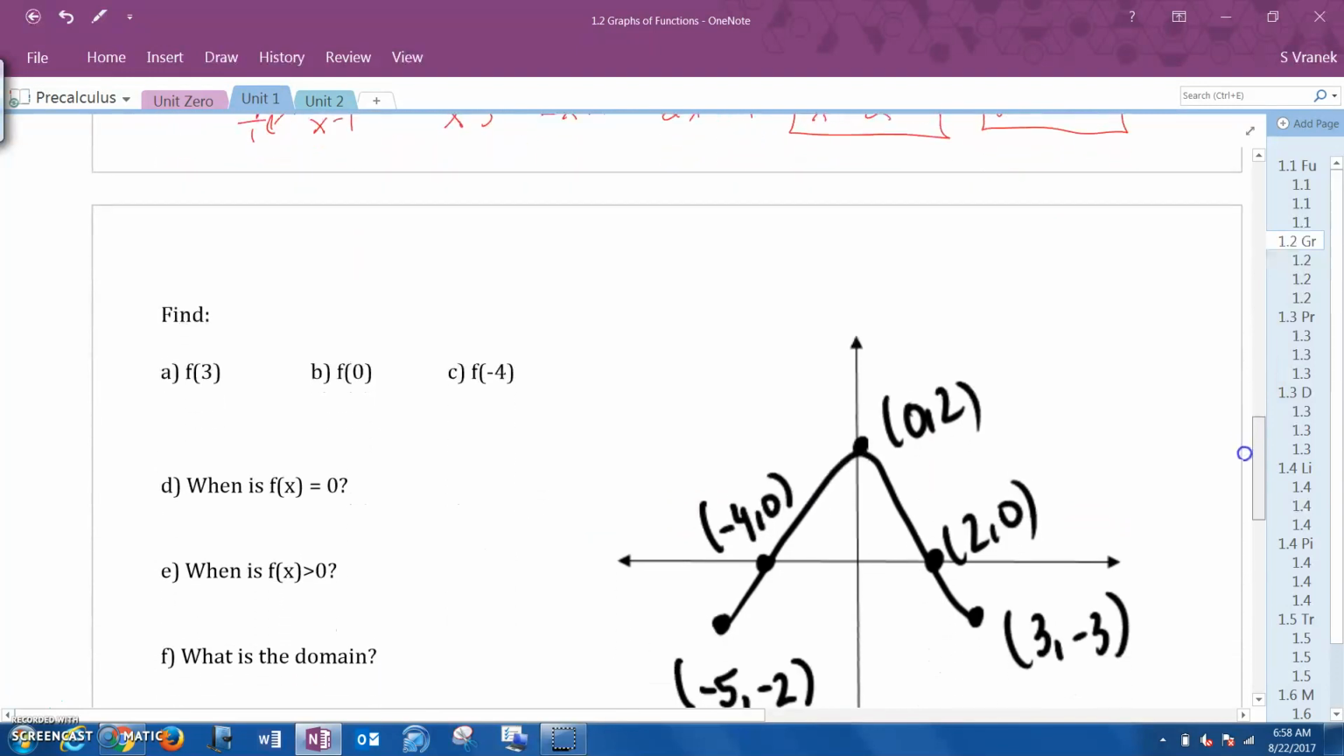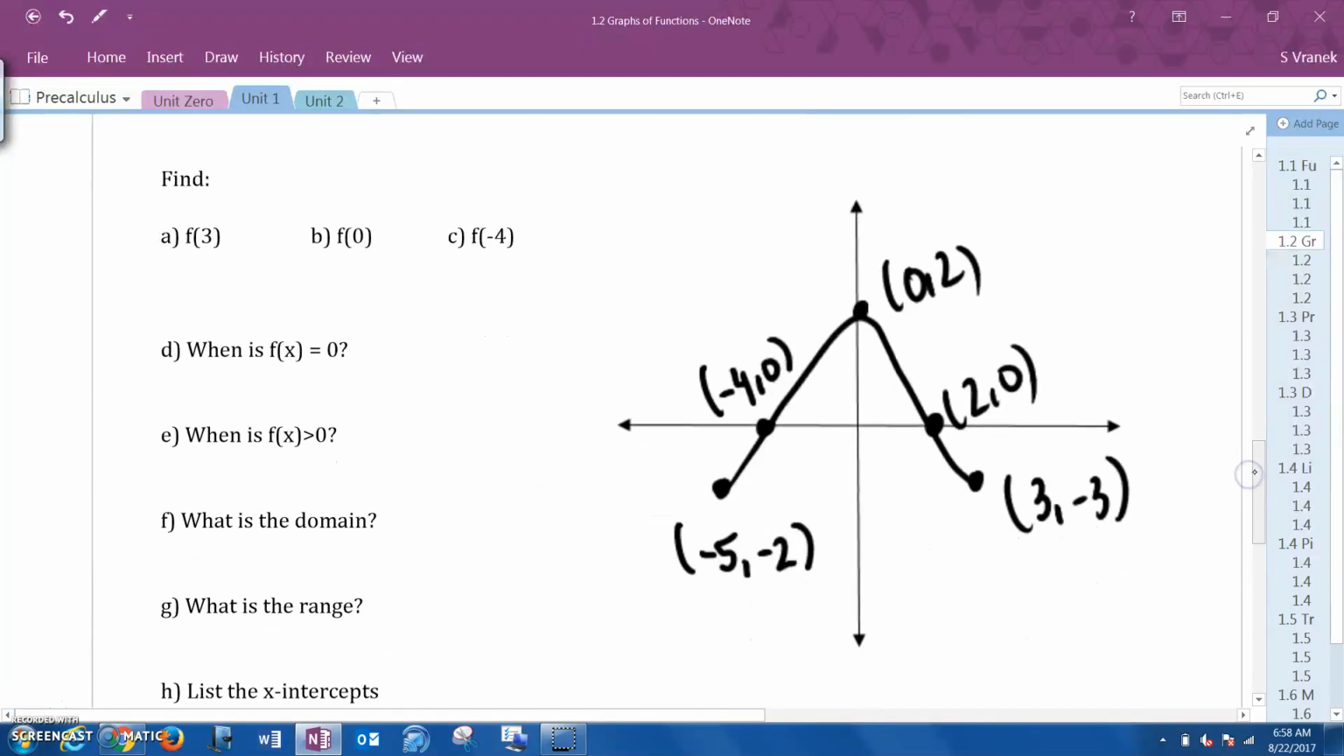Alright, so now we're doing function notation again. So it says for this graph, find f of 3. So that's saying what is the value when x is 3, that little x. Okay, so here x is 3. What's the value of the function? This is -3. I look for when x is 0. When x is 0, I have a 2. And when x is -4, I have a 0. So those are my values.